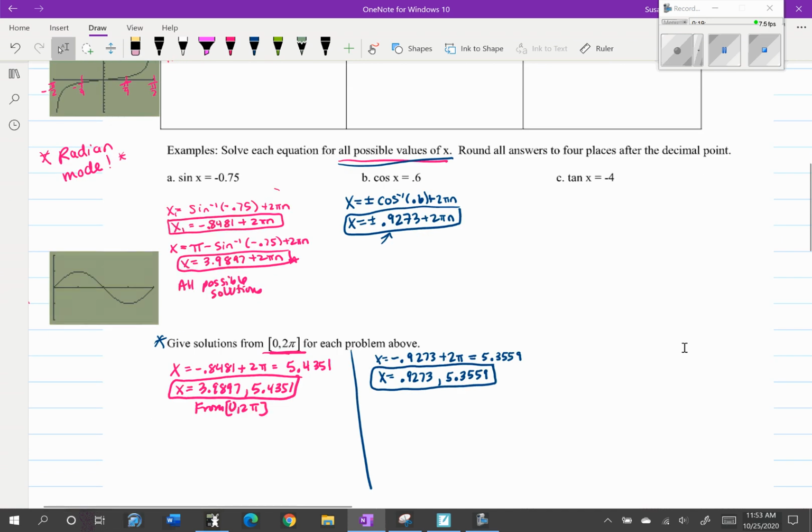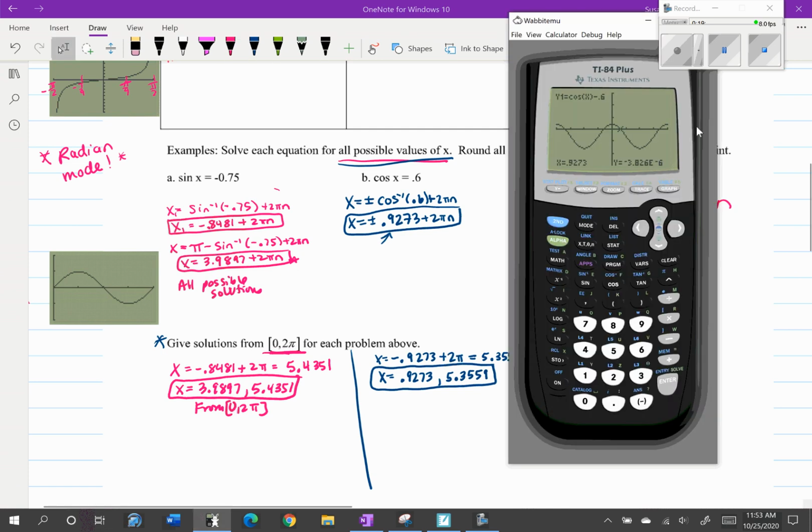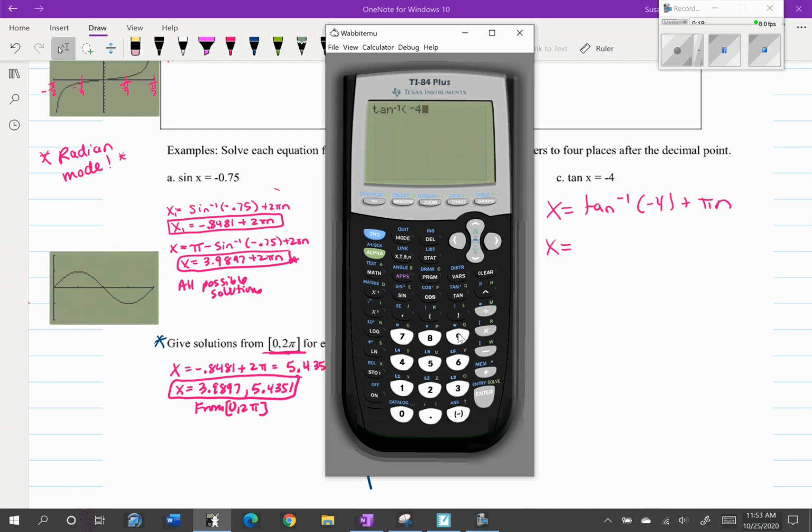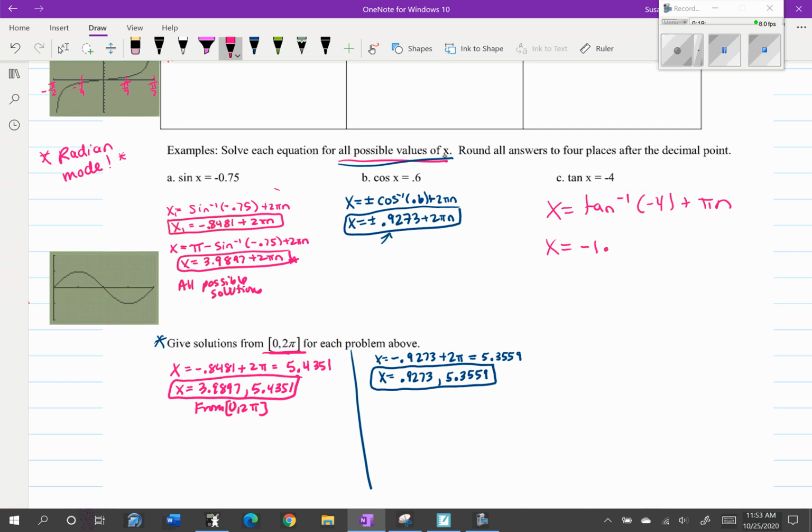So down here, if I want to find my solution, x is equal to the tangent inverse of -4 plus pi n, and then of course I can just plug that into my calculator using again, radian mode. So in my calculator, if I do the tangent inverse of -4, that's our solution, plus pi n. So x equals -1.3258 plus pi n.